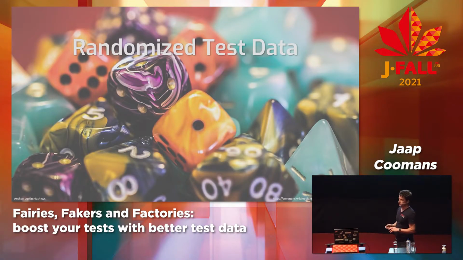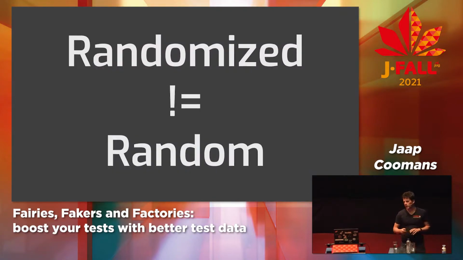What I actually want is slightly different data every time I run my tests. Randomized test data. And I specifically say randomized, not random. So first of all, it shouldn't be completely random, because then it's no longer representative. If I have a full name and I fill it with a completely random string, there will be numbers in there.